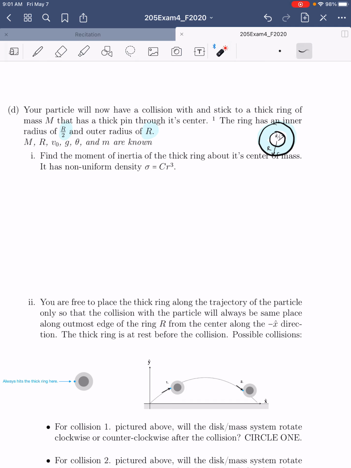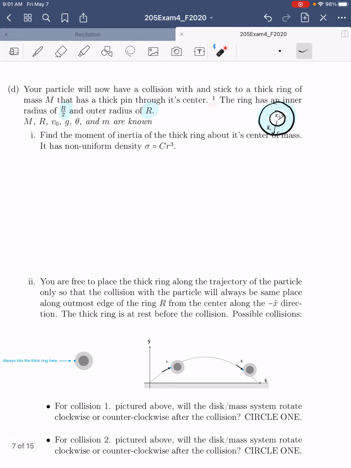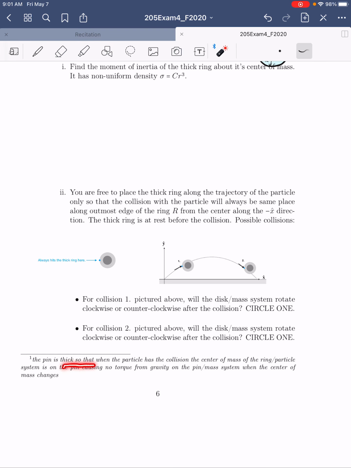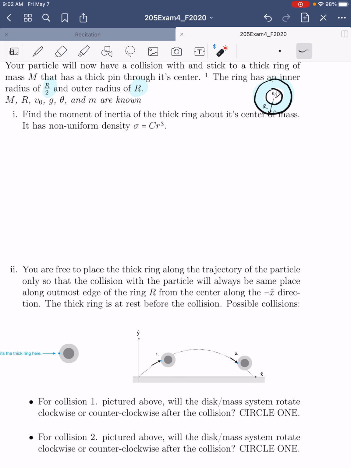And it's been pinned in the center, and you can think about it as a massless pin. It's just there, like it's saying in the footnote. The pin is thick, so when the particle has a collision, the center of mass of the ring particle system is on the pin, causing no torque from gravity on the pin mass system when the center of mass changes. So oftentimes when you have a collision, you're trying to meet the condition that sum of torques is 0, so you can have conservation of angular momentum. This is similar to when we had sum of forces 0 for conservation of regular linear or translational momentum.